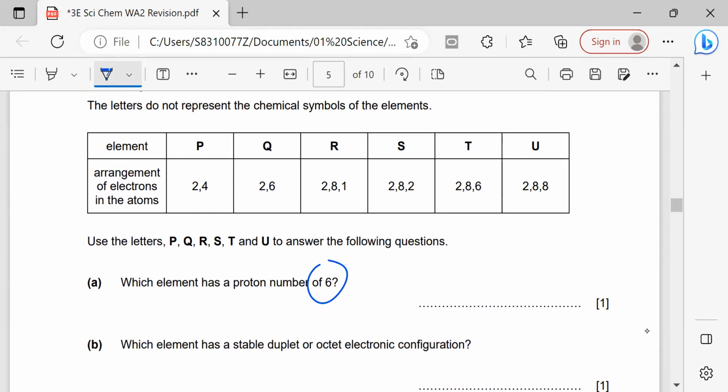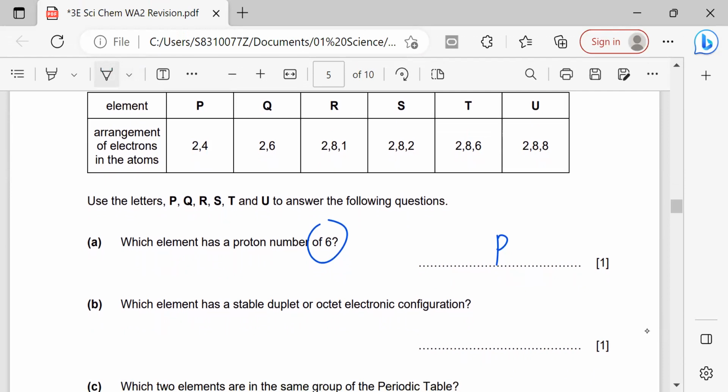So you must make the connection that the proton number is the same as the total number of electrons in that particular atom. Because in any atom, the number of protons must be equal to the number of electrons, since all atoms are electrically neutral, or in other words, they do not have any charge. So the number of protons and electrons must balance with each other. Looking through, there's only one symbol that can have a proton number of 6, which is P, because P has 6 electrons altogether, since 2 plus 4 is 6.